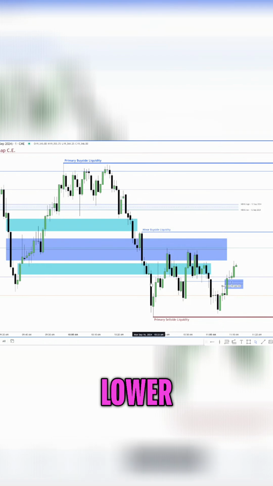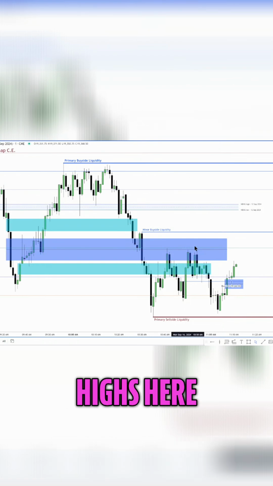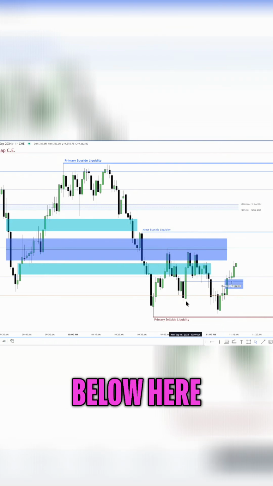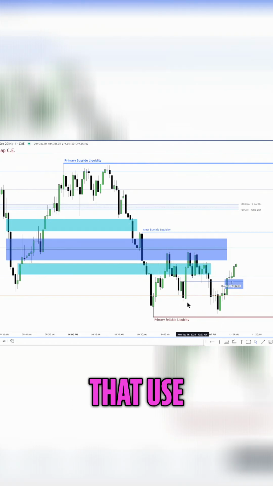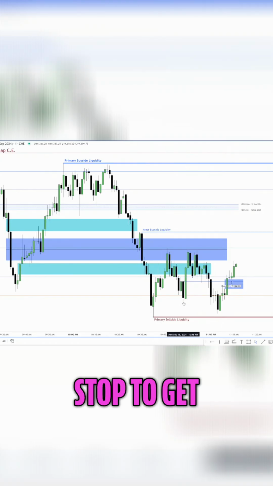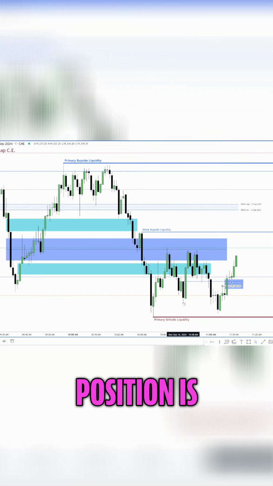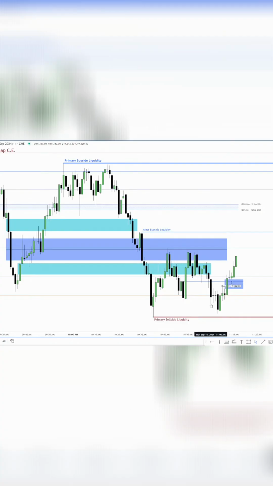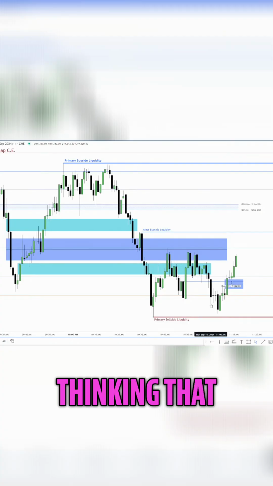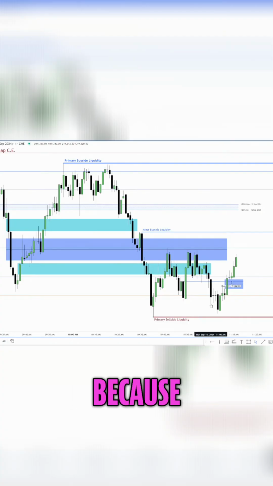As the market went lower, they created these smooth highs here and they took price below here. So traders that use this as a sell stop to get short, their short position is triggered to get them in when it went below that low right there. So retail's thinking that it's going to keep going lower because they've watched what?